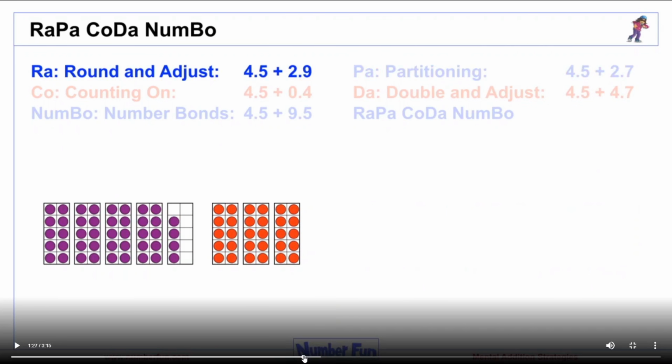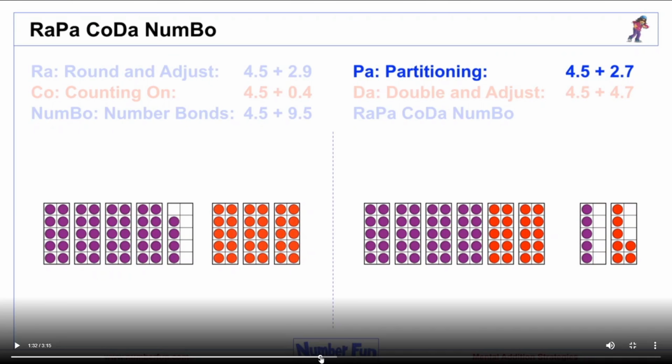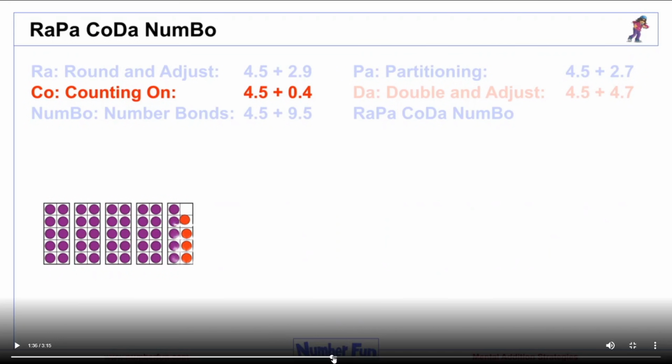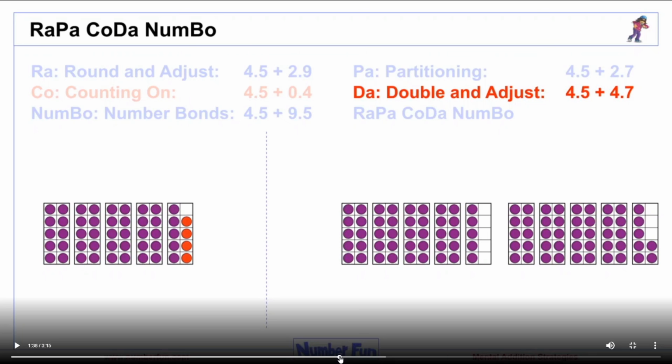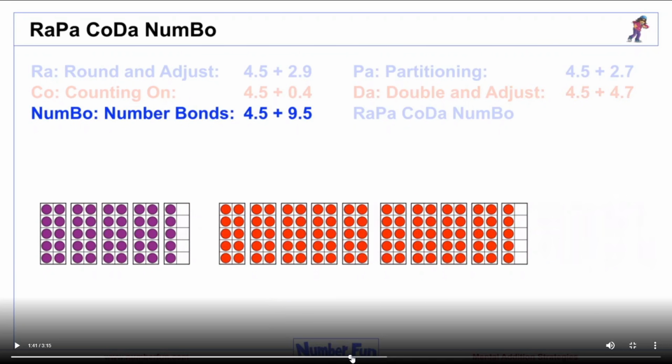It starts off with 4.5 and 2.9, where you add 3 and subtract 0.1, exactly like we did with the tens frames last week, where each of the tens frames represents one whole. The partitioning, 4.5 and 2.7. You've got the counting on, we just add 0.4. We've got a double and adjust, which is really good. Double 4.5, add 0.2. And finally, we've got a number bond where we add 9.5, obviously, to make a new whole there. Really good little strategy. You can see how that develops. That could become 5 add 9, as it shows there, or it could also become 4 add 10.